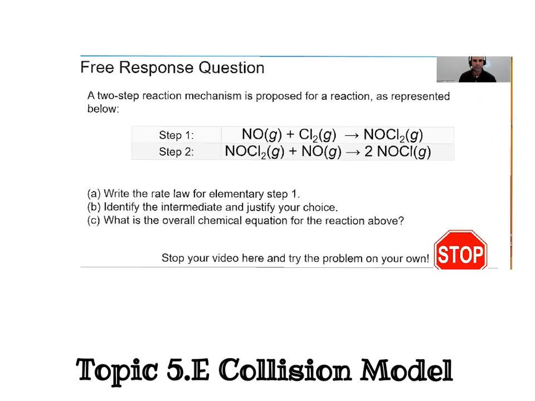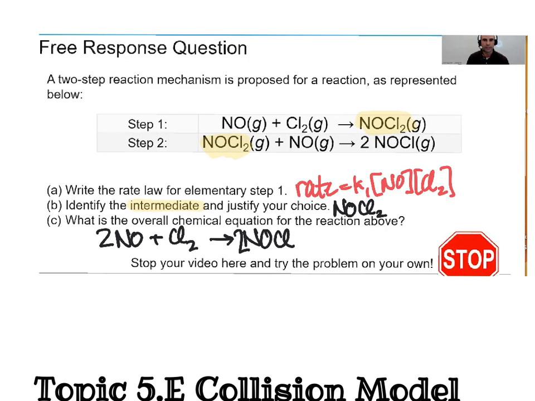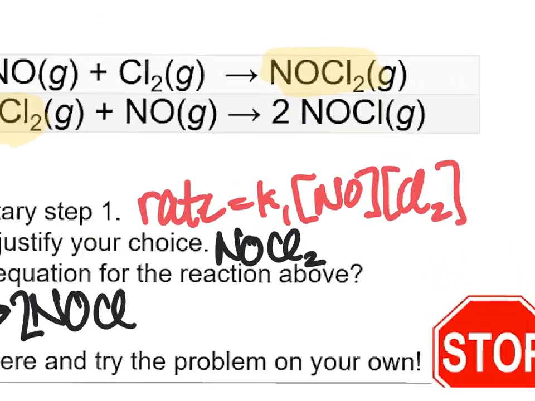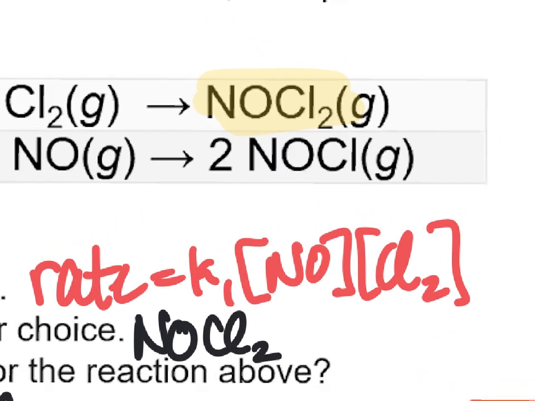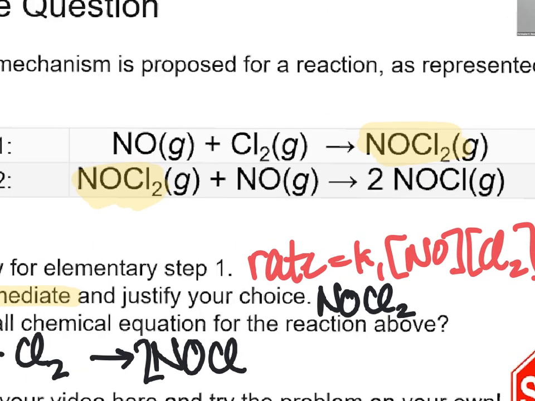Here we've got another practice problem on this next page. So I'm going to have you try it, and then we'll check. All right, did we get rate is equal to k times NO concentration and Cl2 concentration? Yes, ma'am. Both of those first order, second order overall. NO is first order, Cl2 is first order, and then overall it's second order.